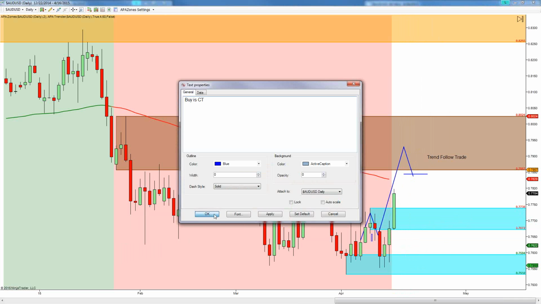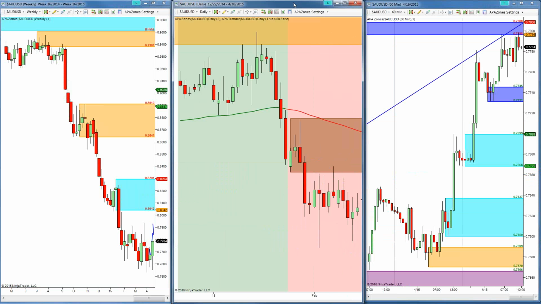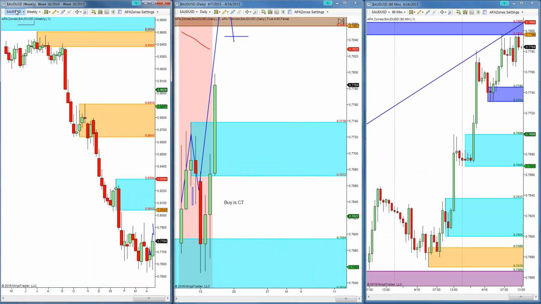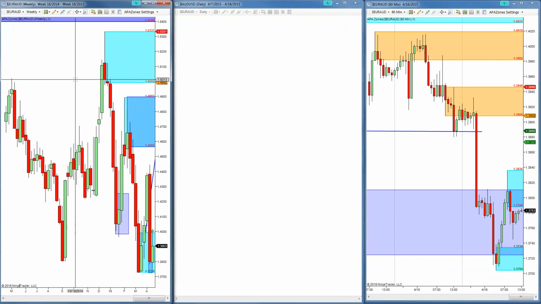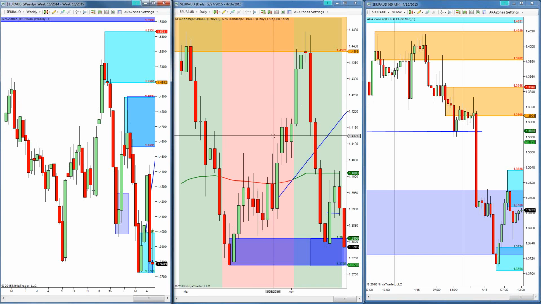Or CT for short, counter trend. Okay. Moving right along. Euro Aussie.